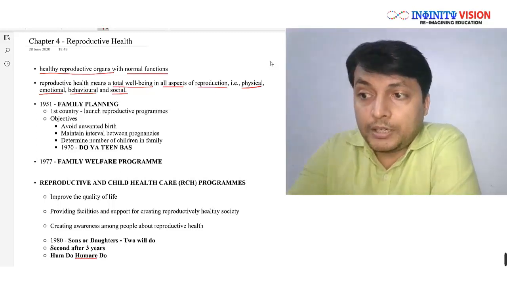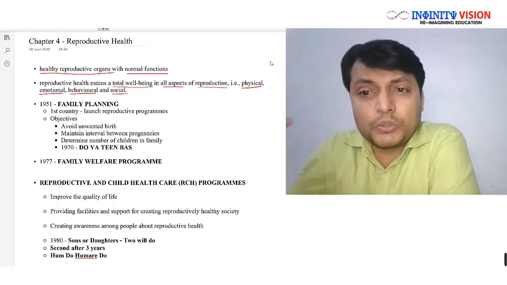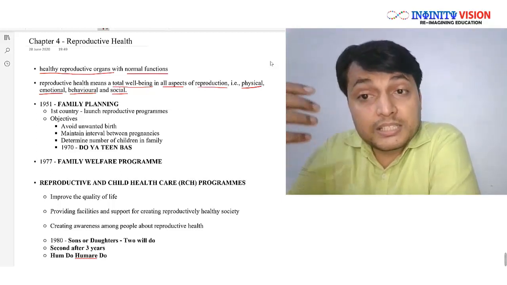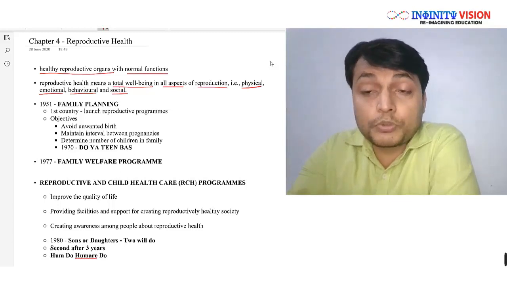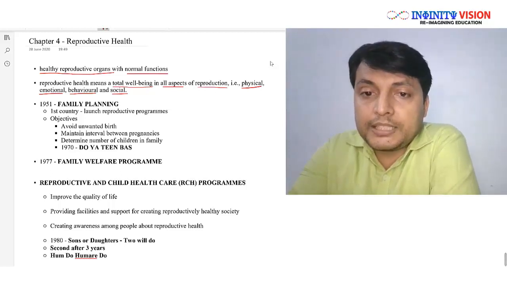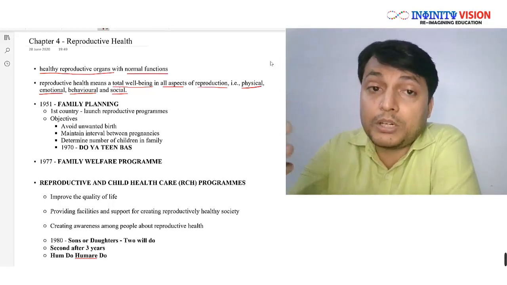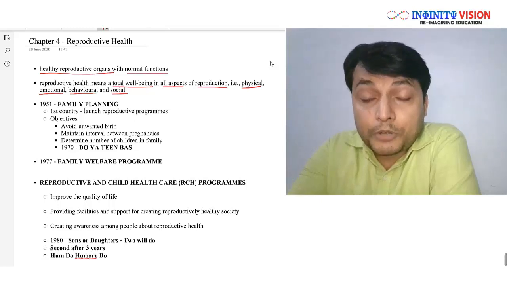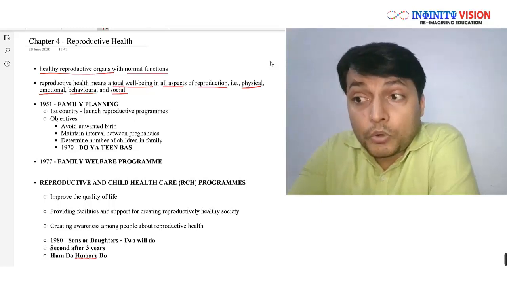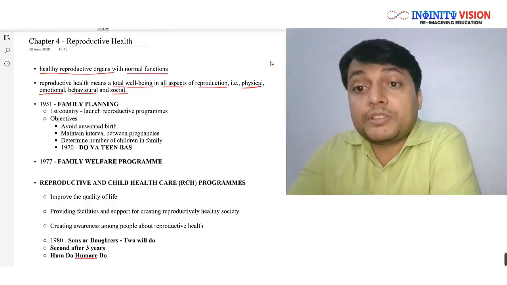The females were not allowed to discuss, or were not discussing, sexual problems; especially they have a lot of menstrual problems. There was such a taboo. The society was not accepting, and therefore females were not able to express themselves or discuss their problems with their own female counterparts or even the doctors.